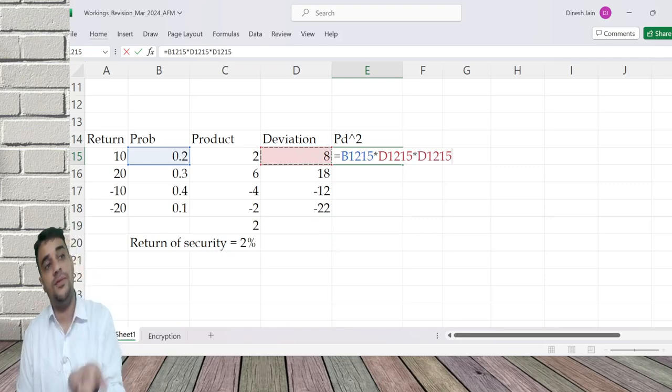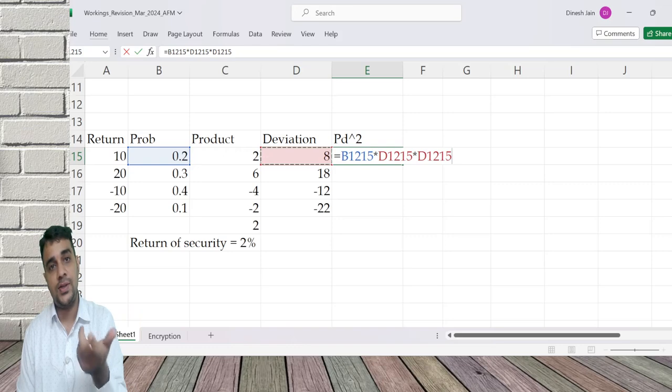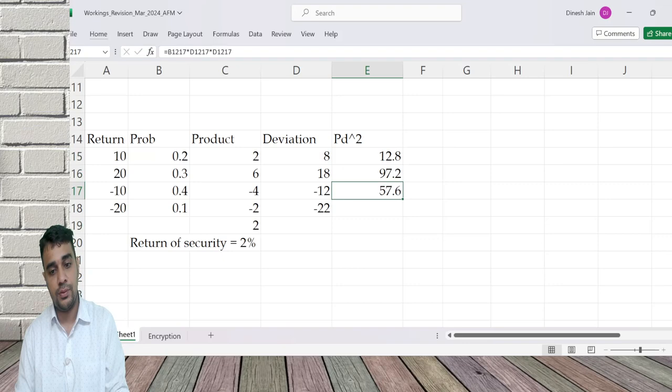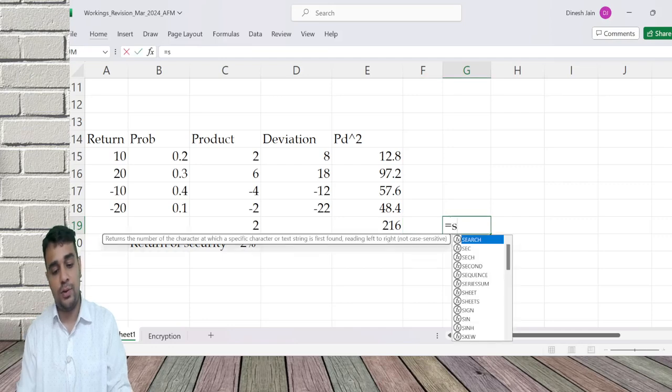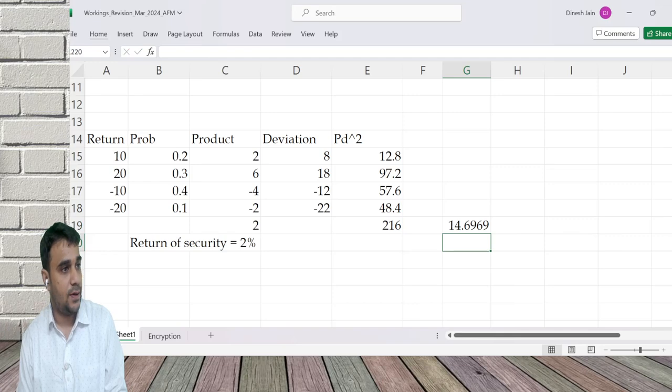Why we square the deviation is that deviation on the negative side or on the positive side, both are a problem. I don't want any deviation. So the moment I square it, negative becomes positive. Be it on the downside or the upside, both are a problem for me. So I square it and then take a square root. Total is 216. I'll take a square root of this: 14.69. Now for any problem, I'll just change the numbers, and automatically things will be taken care of.